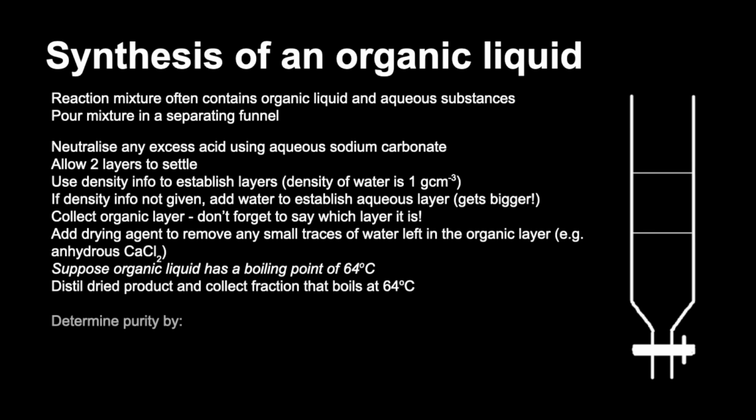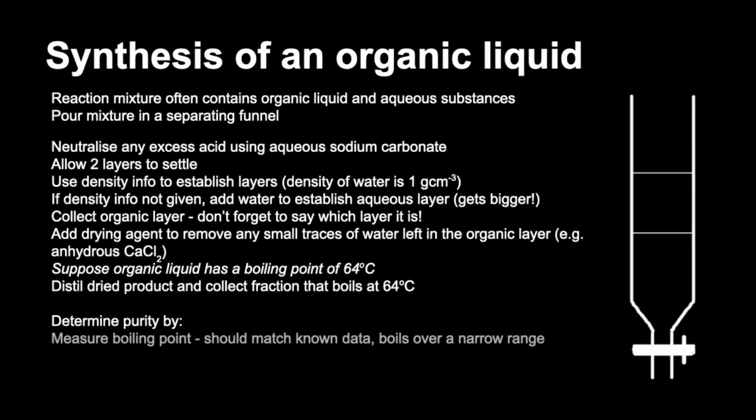So we'll just have a quick look at how you determine the purity of the liquid that you've made. There are various things you can do. You can measure its boiling point. It should match known data values. It should boil over a narrow range. Impurities, if they're still there, would elevate the boiling point. It would make it higher, and it would make it boil over a wider range.